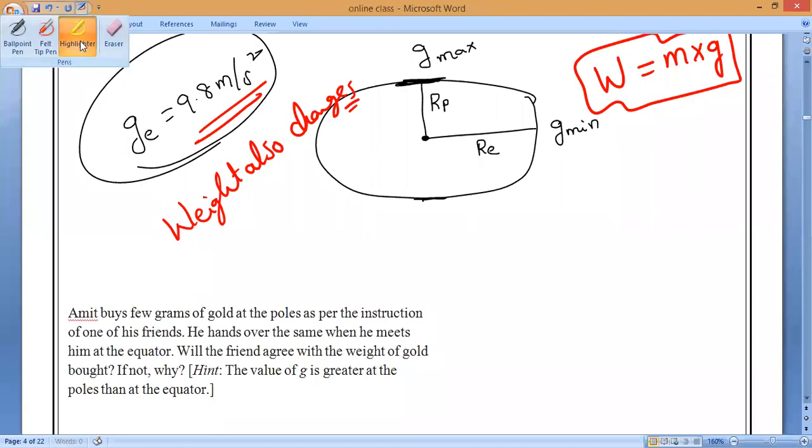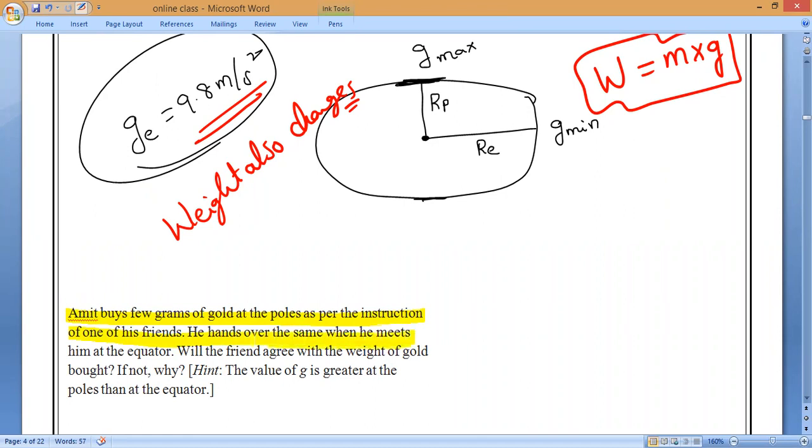Amit buys a few grams of gold at the poles as per the instructions of one of his friends. Now, he hands over the same gold when he meets his friend at the equator. Will the friend agree with the weight of gold brought? Weight, not mass. Do you notice it? If not, why? That is the question.